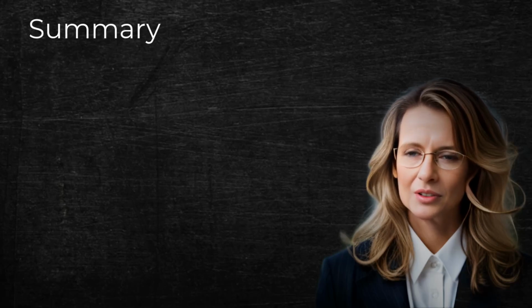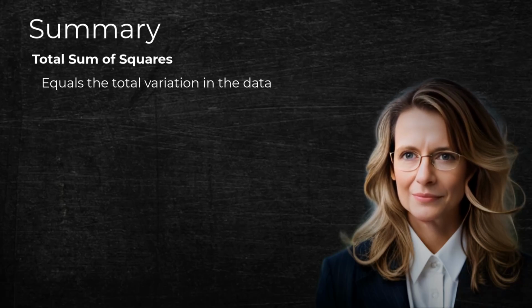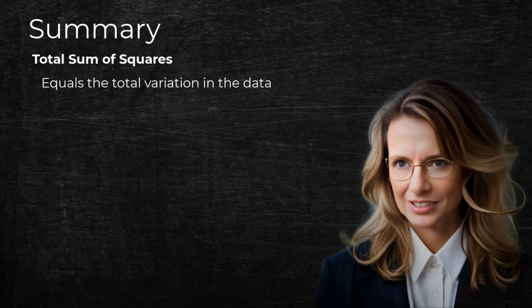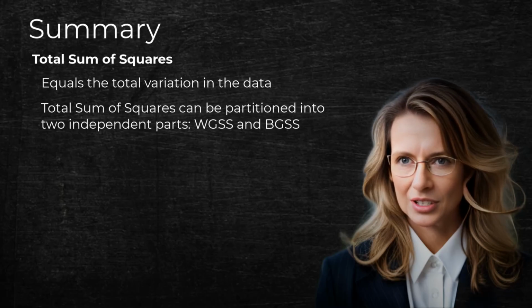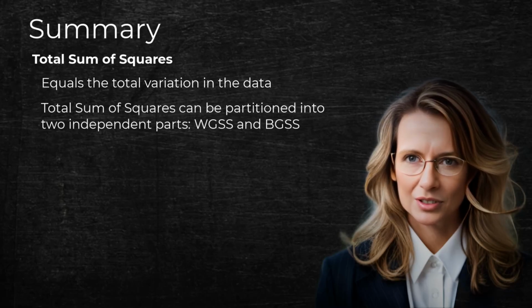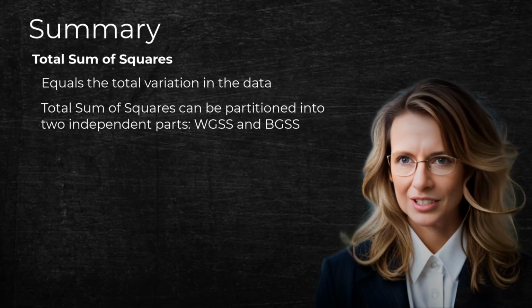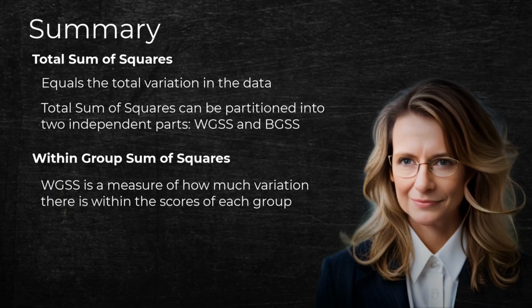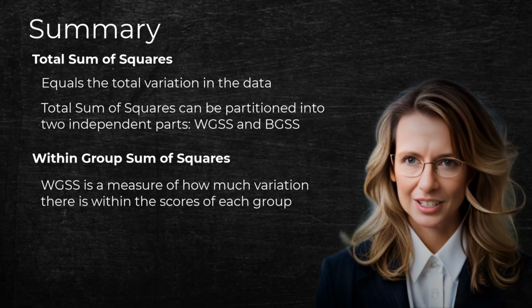Before we move on, let's first summarize what we have covered so far in this lesson. You have learned that when we examine the data in a study, we expect the scores of the individuals on the outcome measure to vary. The total sum of squares is the measure which quantifies the total amount of the variation present in the data. We can partition the total sum of squares into two independent parts, the within-group sum of squares and the between-groups sum of squares. The within-group sum of squares is a measure of how much variation there is within each of the groups in our study.